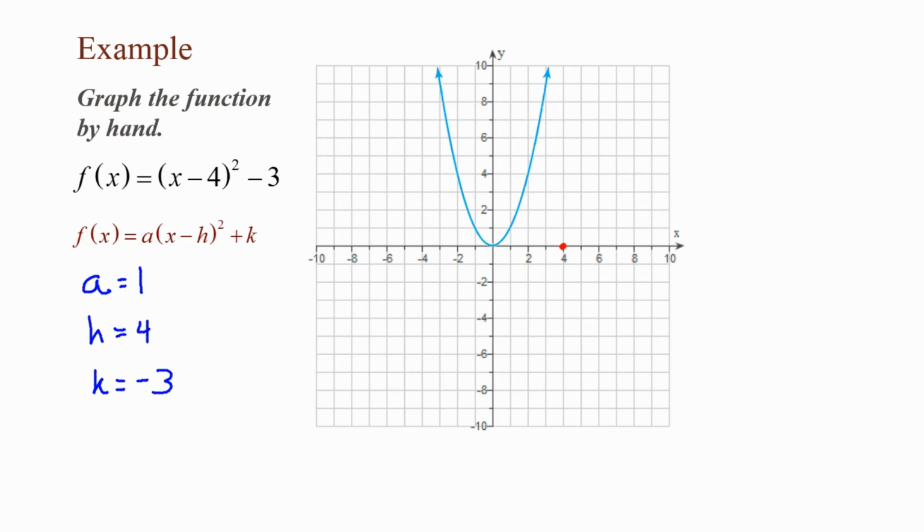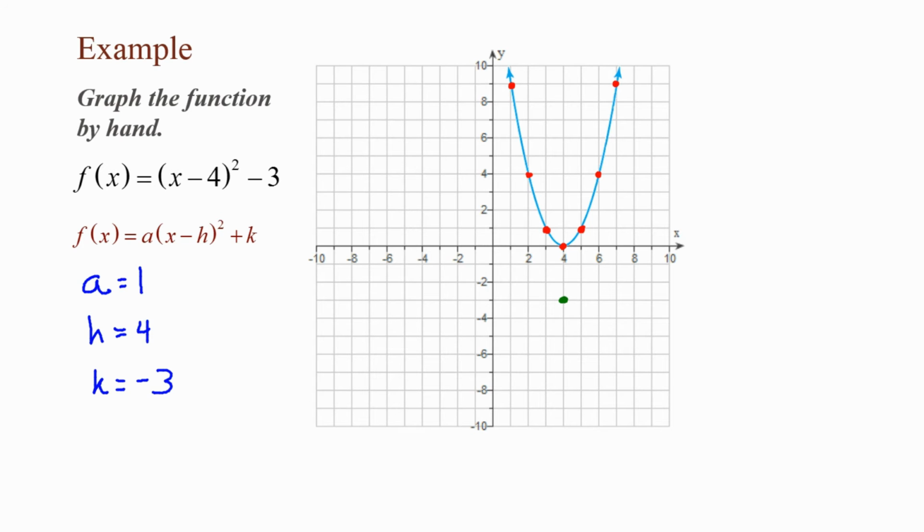So (0, 0) becomes (4, 0), (1, 1) becomes (5, 1), (negative 1, 1) becomes (3, 1), (2, 4) becomes (6, 4), (negative 2, 4) becomes (2, 4), (3, 9) becomes (7, 9), and (negative 3, 9) becomes (1, 9). Draw our new graph. Now we need to take those points and move them down 3 places.